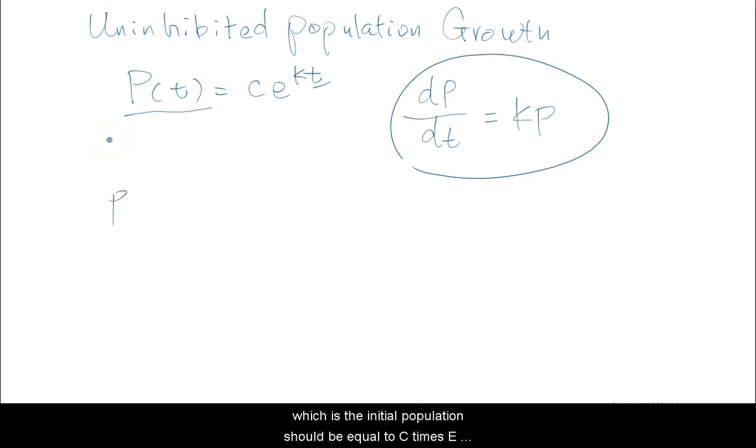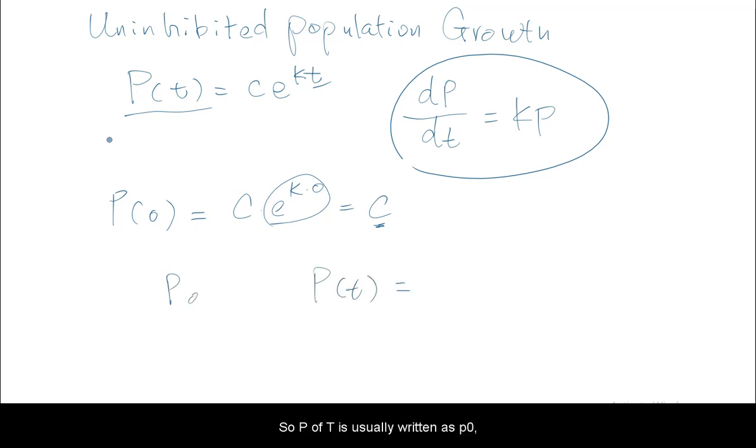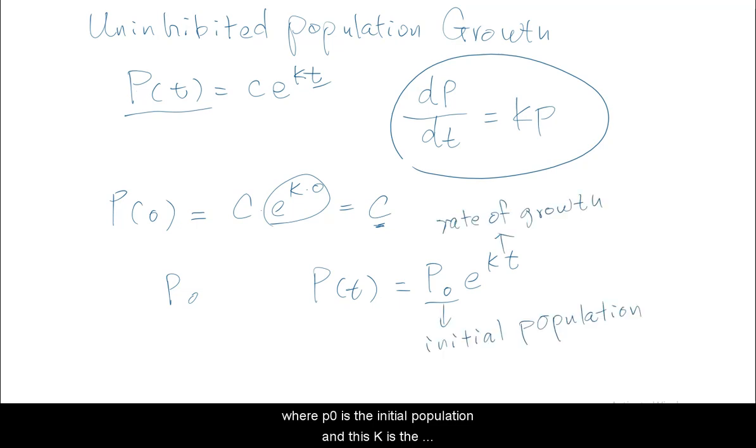When t is 0, the initial population should be equal to c times e to the k times 0, and that's e to the 0, which is 1. So that is equal to c. Usually we call this c P naught. So P of t is usually written as P naught, or P0, times e to the kt, where P naught is the initial population, and k is the rate of growth.